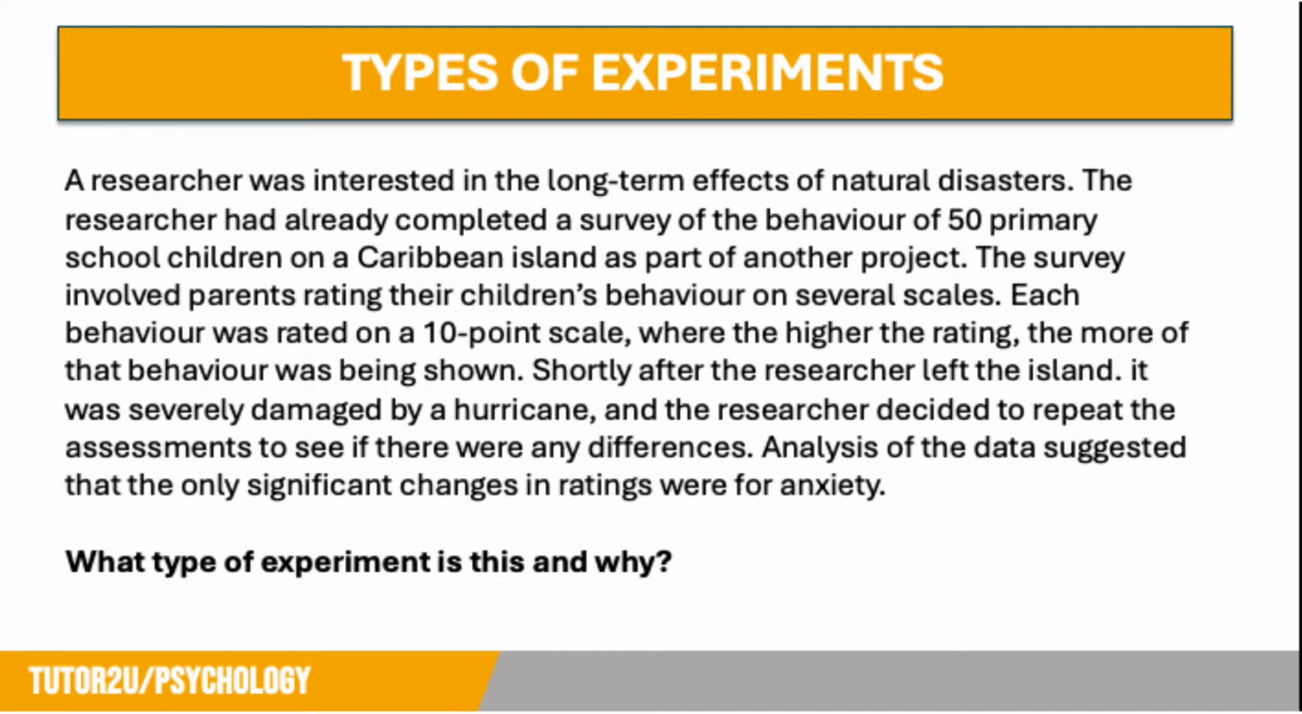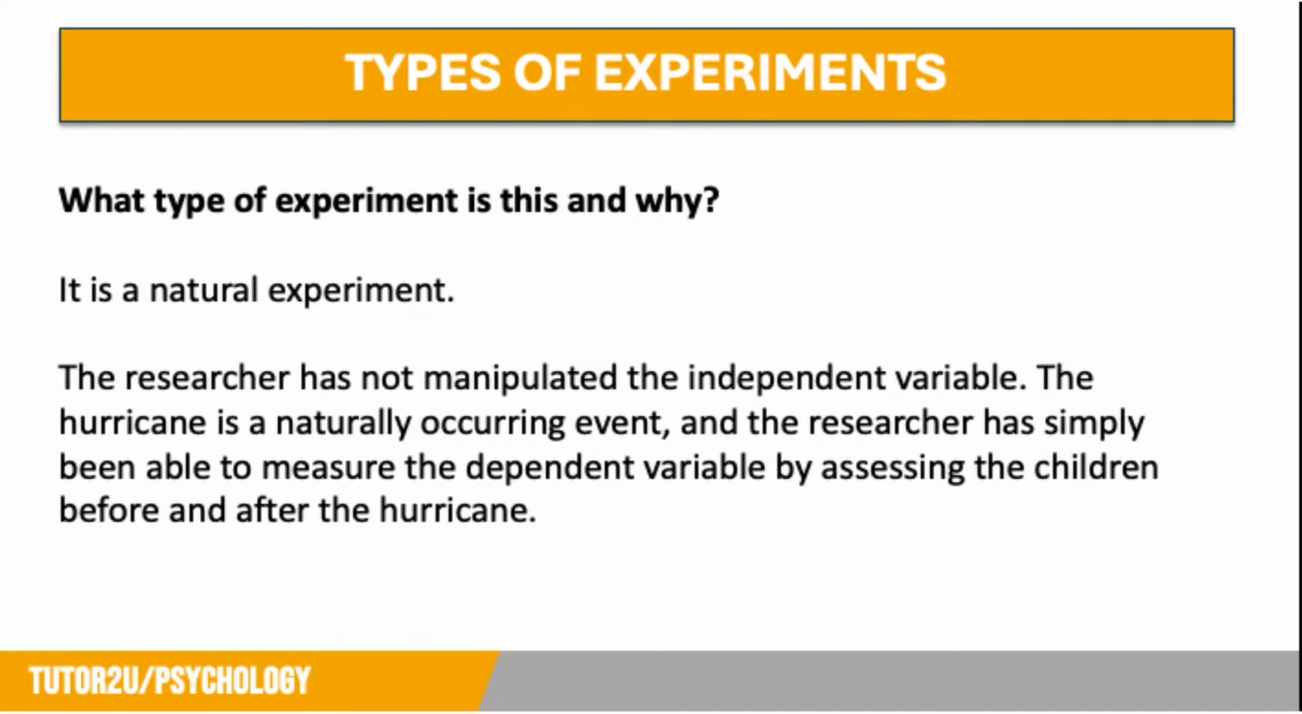Yeah, so Olamide, we've got natural because the hurricane was a naturally occurring event and couldn't be prevented. Yeah, it's a real life setting, Hannah. Yeah, natural disaster is naturally occurring. Yeah, really good. And that's what we want to see. We want to see those justifications. So you're right. The researcher didn't manipulate the IV like they do with a field experiment. The hurricane is a naturally occurring event. The researcher has simply been able to measure the DV by assessing the children before and after the hurricane.